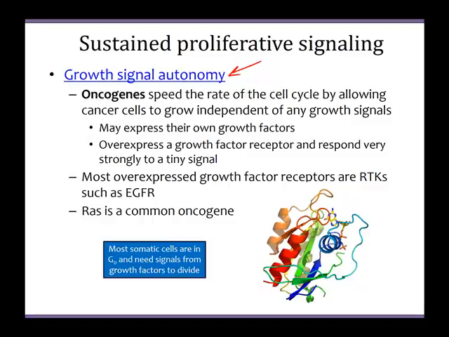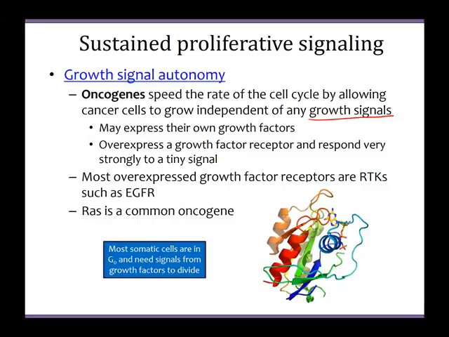So let's look at this first hallmark, sustained proliferative signaling. What cancer cells have been able to do is they've been able to speed up the rate of their cell cycle without needing any growth signals. If you remember, most of your cells are in G0, right? Most of your cells are not actively growing, they're being lazy, and they need some sort of kick to get them growing again, to get them to re-enter the cell cycle. And that kick usually comes from growth signals or growth hormones, right?